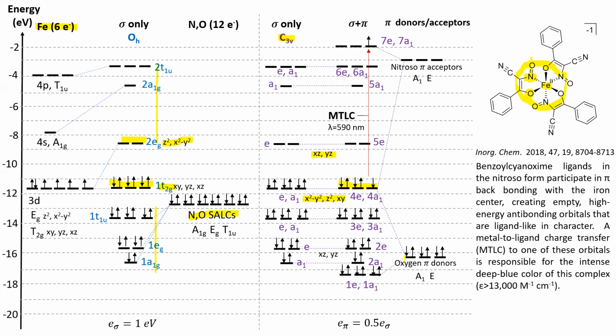But what we do get are bonding orbitals from the ligands lowered by 1 e sigma and antibonding orbitals raised by 1 e sigma. And it is the promotion of a d orbital electron from these non-bonding orbitals, denoted by the arrow here in red, to the empty high energy ligand-derived antibonding orbital up here that gives a metal-to-ligand charge transfer, which is responsible for the deep blue color of this complex, absorbing around 590 nanometers.